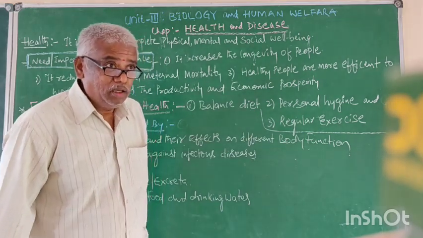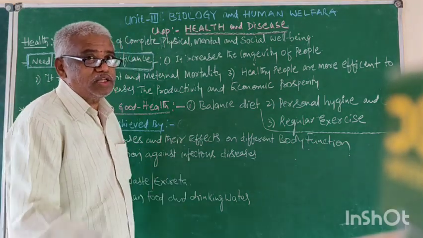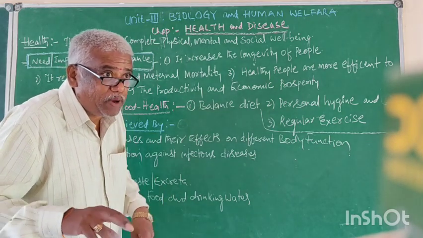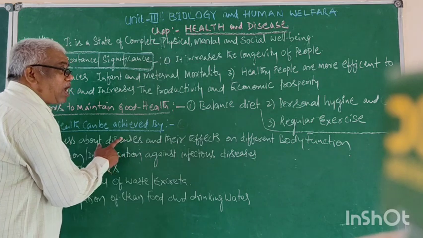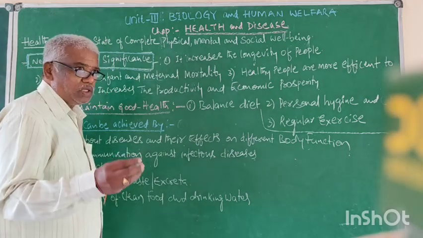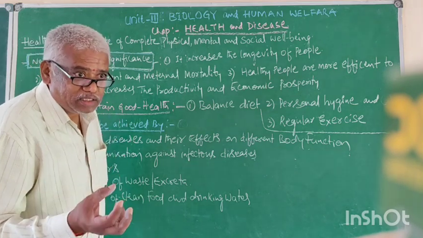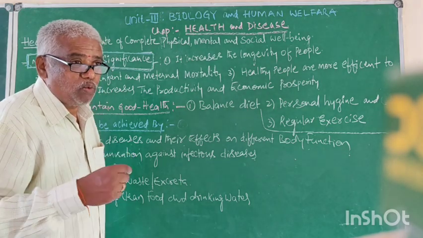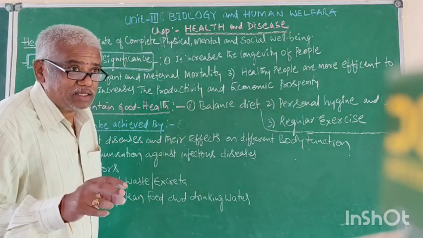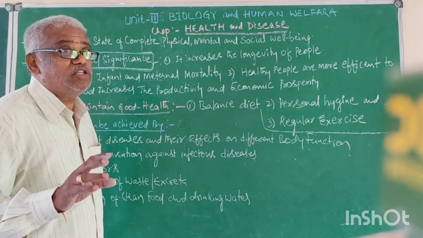But if you do not have awareness about this, you cannot achieve good health. That means good health is obtained by these factors and some awareness. What is the awareness? Awareness about the diseases. A minimum basic knowledge is required for every citizen. What is the disease? How does it come? What is the treatment? What is the prevention? This is the awareness. If the awareness is there about diseases, you can achieve good health.